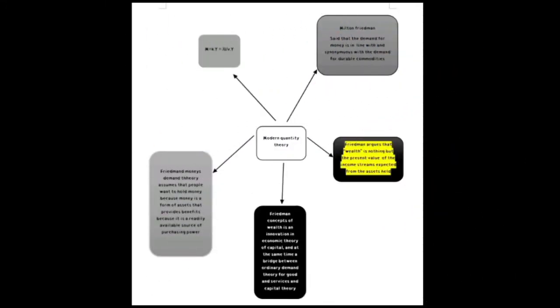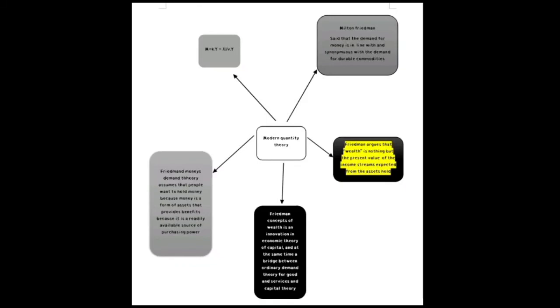Modern quantitative theory, like this formula, says that M equals K and Y. And Milton Friedman said that the demand for money is in line with and synonymous with the demand for durable commodities. Friedman argued that wealth is nothing but the present value of the income streams expected from the assets held.